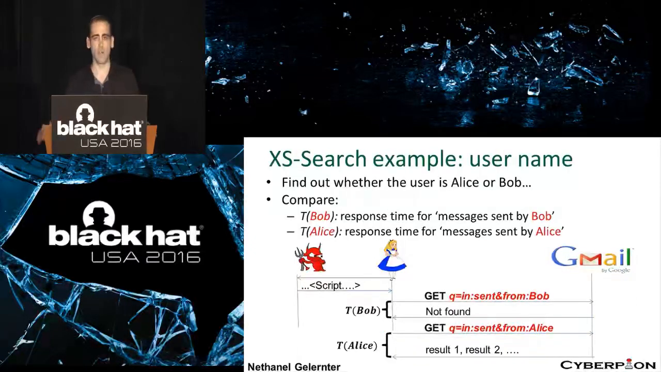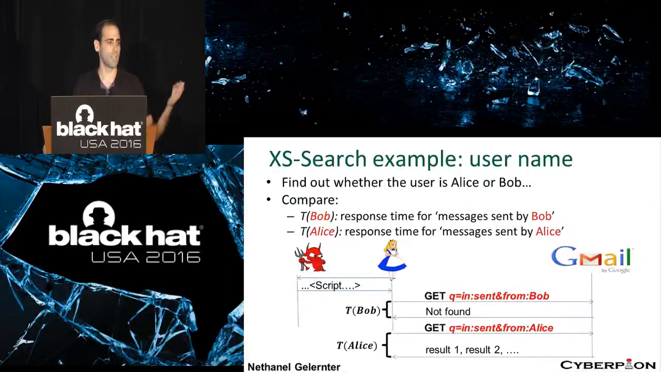Let's examine a scenario that will give you, I believe, good intuition about the idea behind the attack. In this example, the goal of the attacker is to detect whether the name of the victim, a visitor of the attacking page, is either Alice or Bob. Once the victim surfs to the attacking page, it sends two search requests in the name of the victim to Gmail. The first search request asks for all the emails in the sent items folder that were sent from Bob. The second search request asks for all the emails in the sent items folder that were sent from Alice. Now, we know that the sent items folder contains only messages that were sent by the true user.